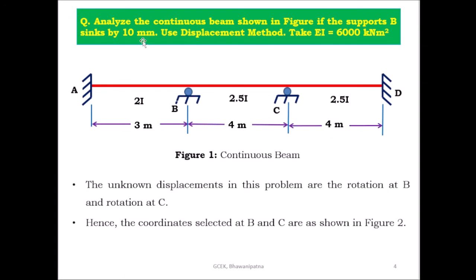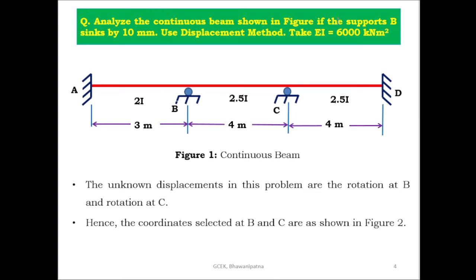Coming to one problem: analyze the continuous beam shown in the figure. If the support B sinks by 10 mm, use the displacement method, taking EI equal to 6000 kilonewton meter square. This is a 3-span continuous beam ABCD. End A is fixed and end D is fixed, and B and C are intermediate supports. The span lengths are AB 3 meter, BC 4 meter and CD 4 meter. The moment of inertia of span AB is 2I, BC is 2.5I and CD is 2.5I.